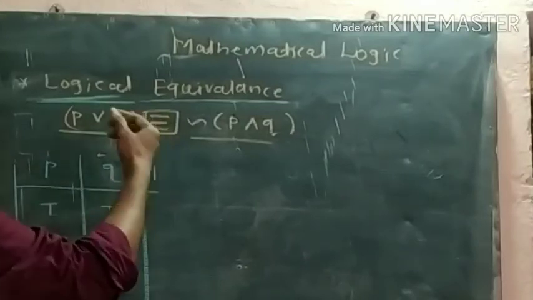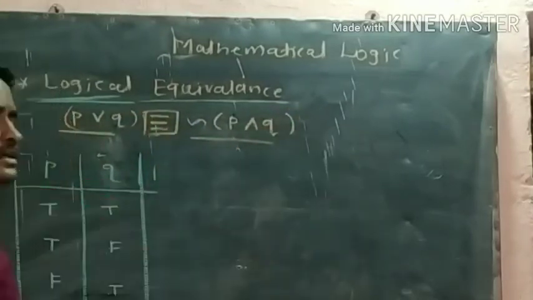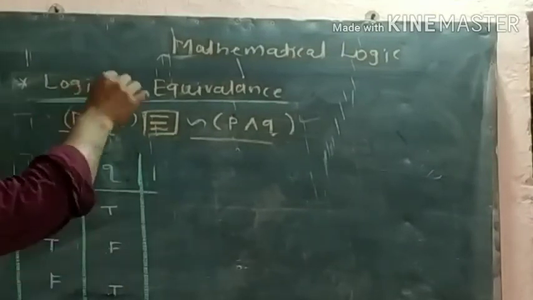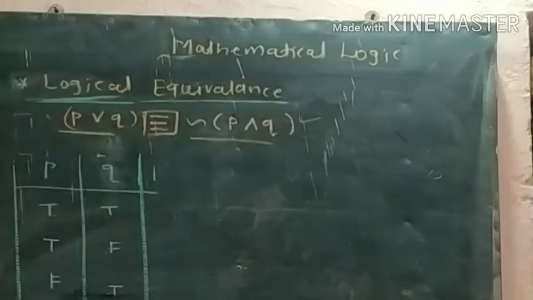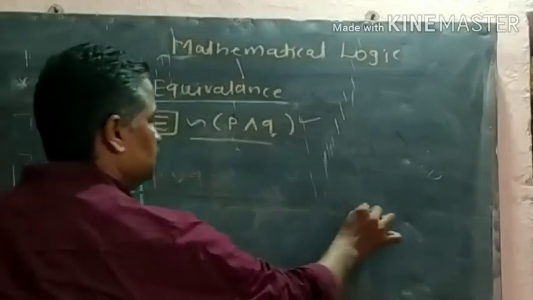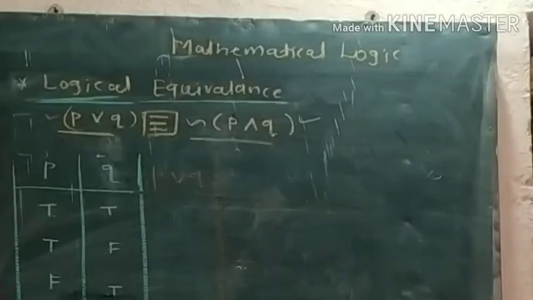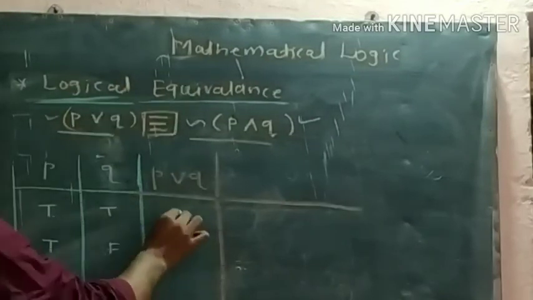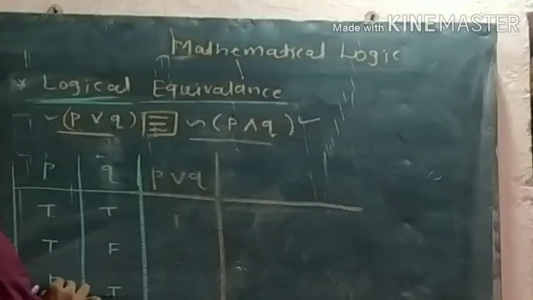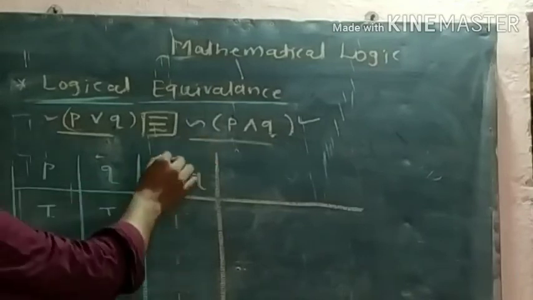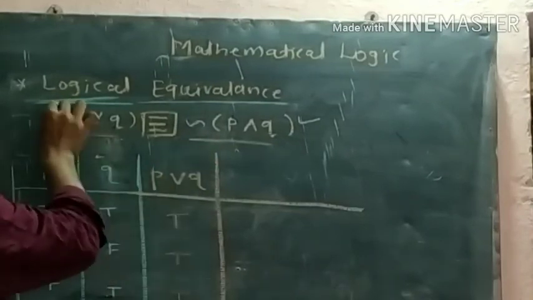We can consider any side first, right hand side or left hand side. First of all, we consider P disjunction Q. It is a standard table, and in a disjunction there is only one F present in the truth table, when both the values are F. That is T, T, T, F. So it is the truth table of the left hand side.